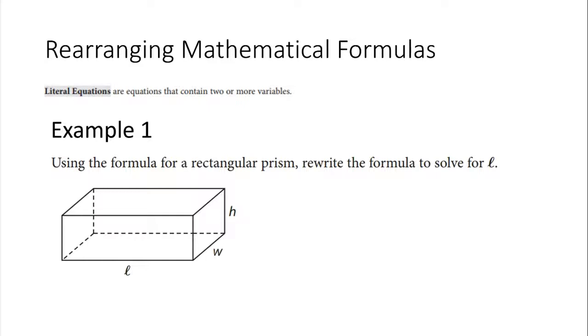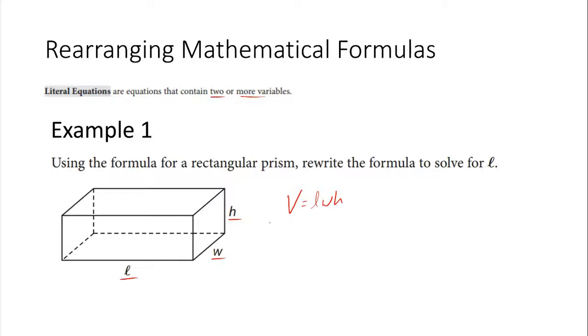All right, so rearranging mathematical formulas. So literal equations are quite literally equations that contain two or more variables. So, for example, the volume equation for a prism is going to be the volume equals the length times the width times the height. That is a literal equation. Notice how there's a lot of variables. There's L, which represents your length. The width is W, and H is the height. And we even have V representing the volume.